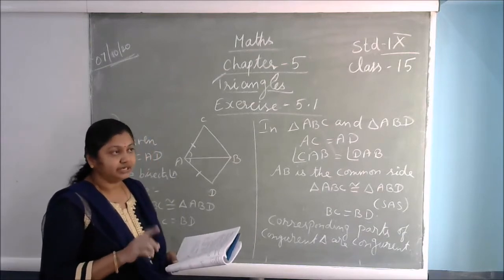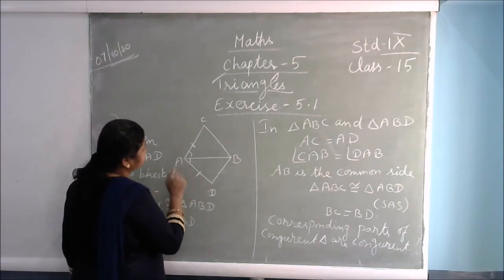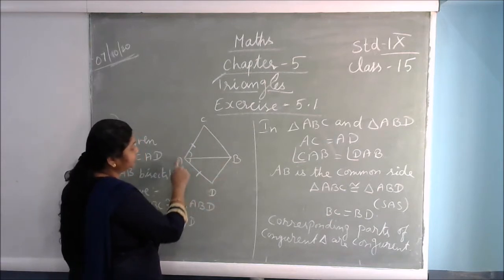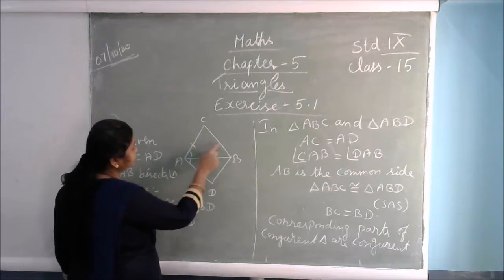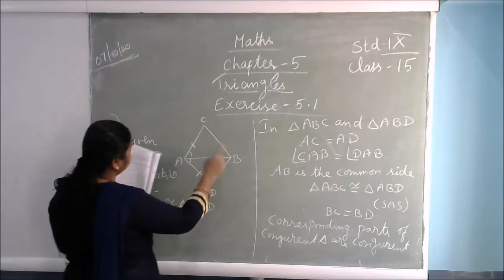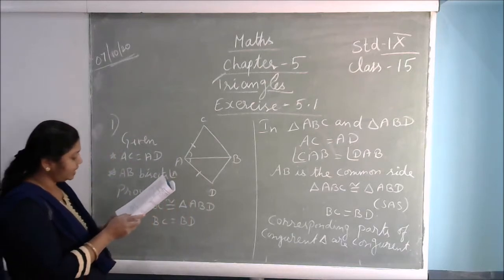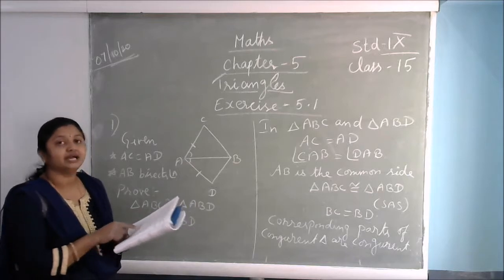It has line segments. These are the four-sided polygon. A quadrilateral is a four-sided polygon: 1, 2, 3, 4 sides. Okay. So in the quadrilateral ABCD, what is given? AC is equal to AD and AB bisects angle A.